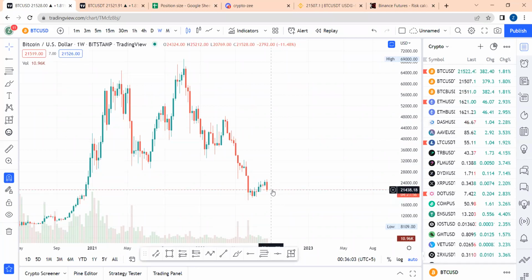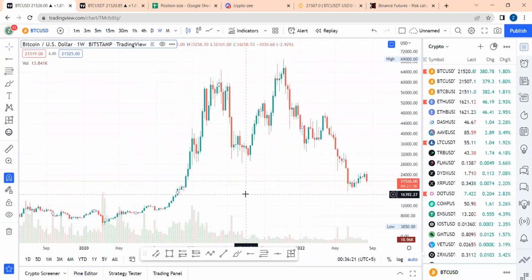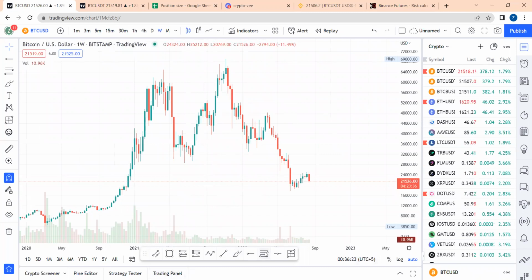I'm not buying here. 20,000 is not my buying range. Sorry, I can't buy here. I'll wait for 14,999 for Rajat to send me a BTC, and then I might start taking spot position. So these are the numbers I'm looking for. Okay, I hope you understand how to use fibs.